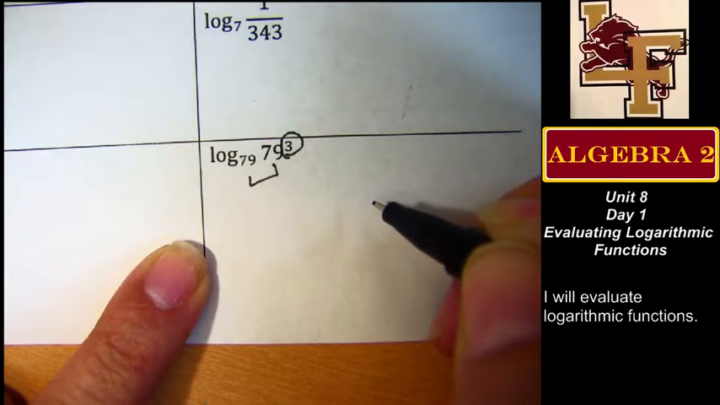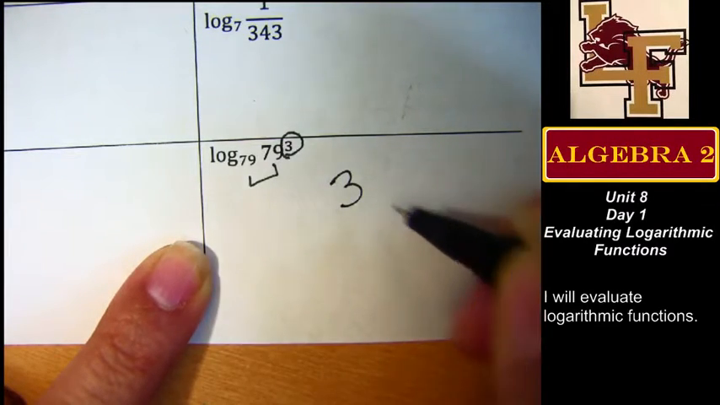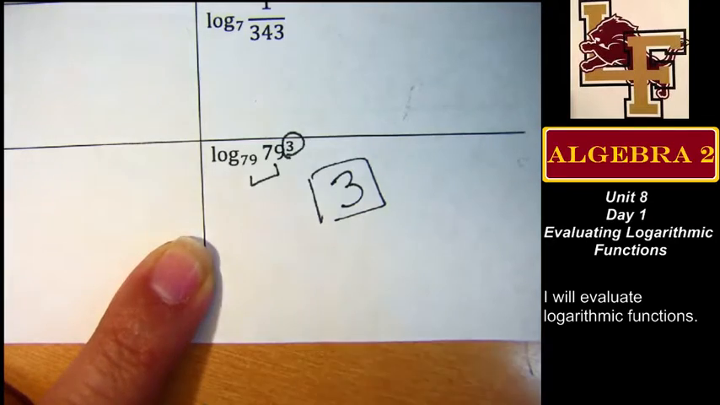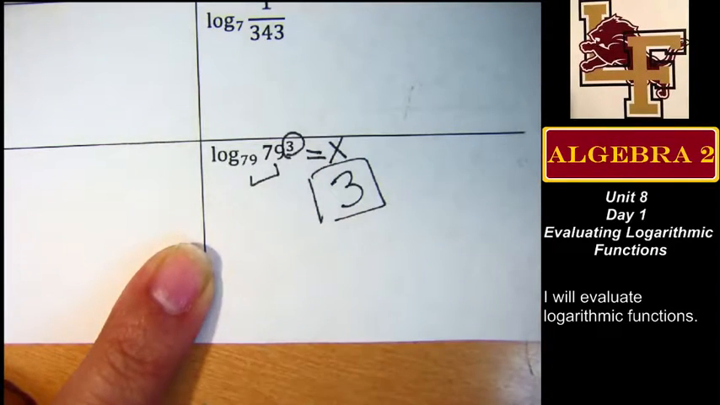Which one's going to be the power? Let's talk about why on this one, because this is the one that feels weird, okay? I'm going to set this equal to x. Set it equal to x, okay?